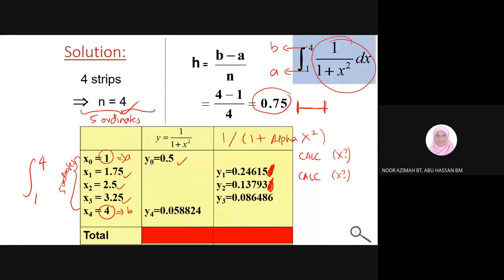Okay. Total 4 ni nak buat apa? You jumlahkan y0 dengan y4. You jumlahkan yang ini kat bawah ni. And then, kolom yang terakhir tu, bawah tu adalah bila mana you jumlahkan y1, y2 and y3. Okay, y1, y2, y3. Okay.